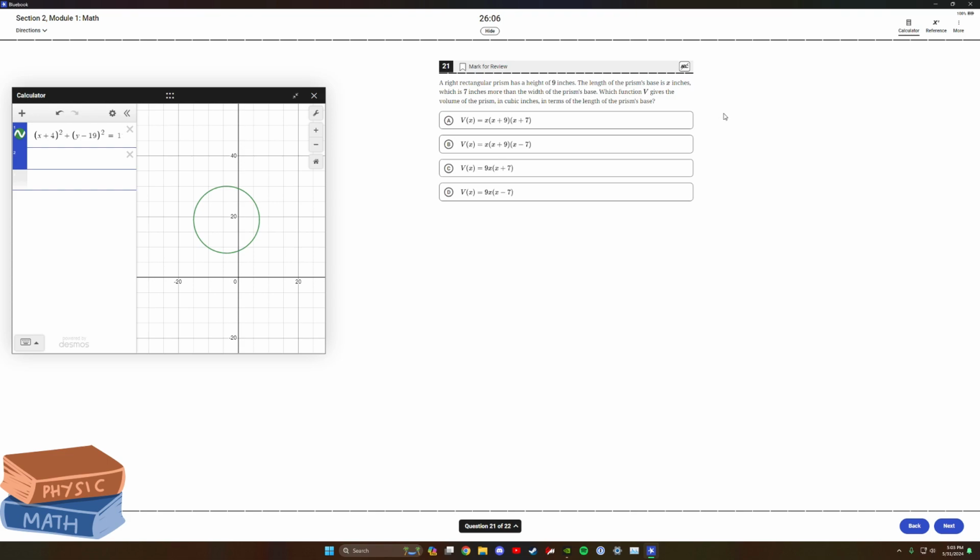So the volume of the prism in terms of the lengths. There's a height of 9, so we should be multiplying by 9. The length of the prism base is x, which is 7 more than the width. So x is the width. Yeah, it's this one. We have x is one of the sides. It's 7 more, so we're subtracting 7, multiplying by 9. So there we go.